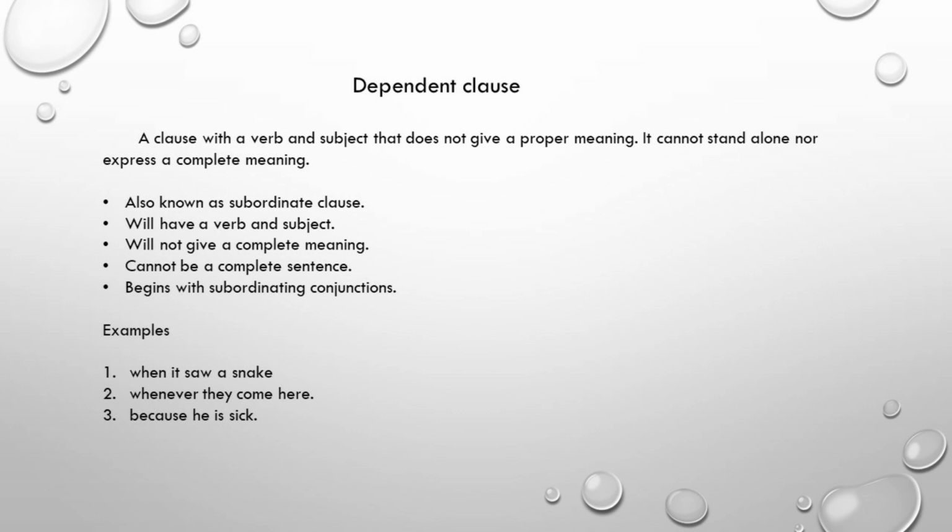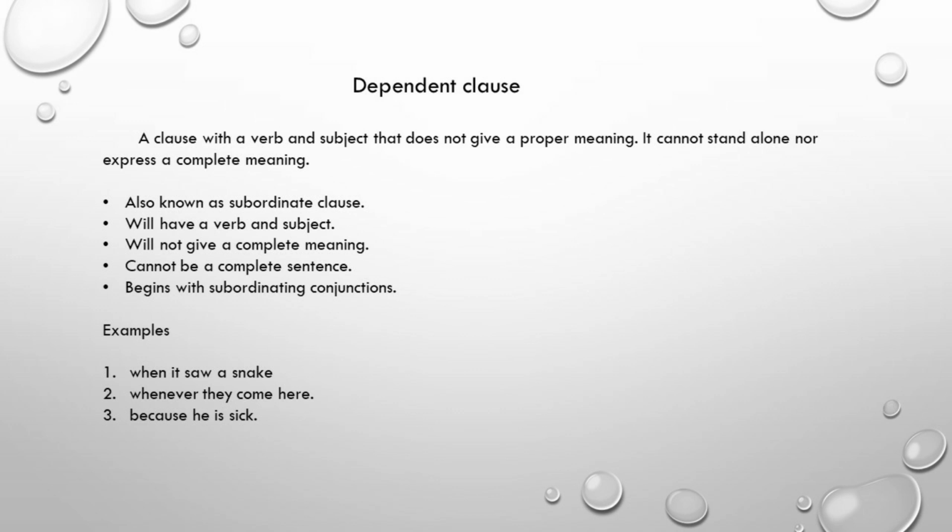This clause also begins with whenever, which is an example of a subordinating conjunction. It has a subject and verb, which is they and come. But this clause doesn't give a complete meaning. That is exactly why this is also an example of dependent clause.